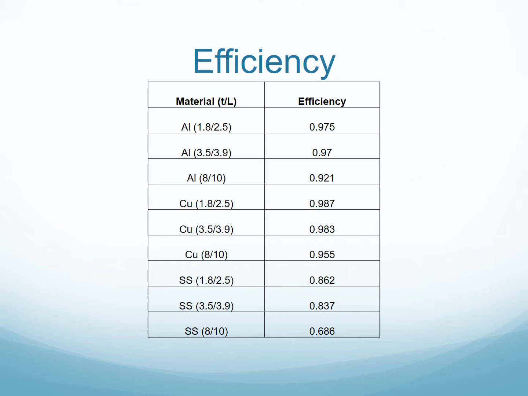The fin efficiencies and the thickness to length ratios are shown for all three materials. Copper and aluminium had much better efficiencies compared to stainless steel.